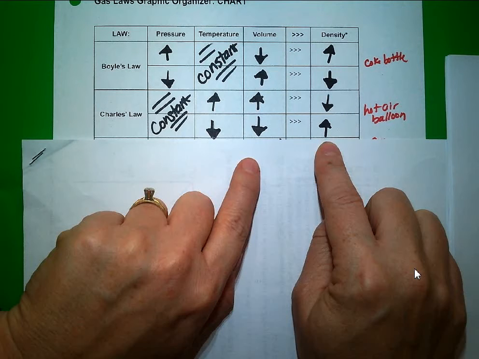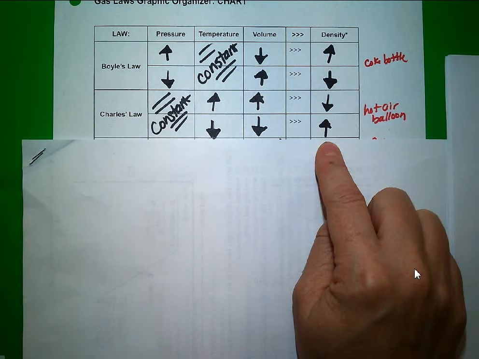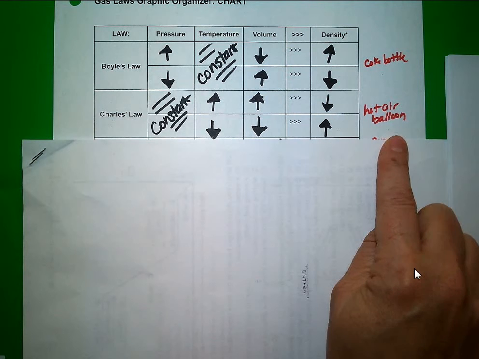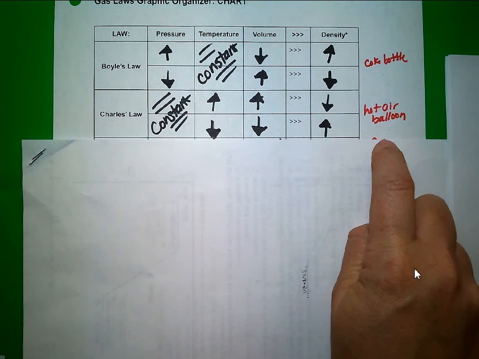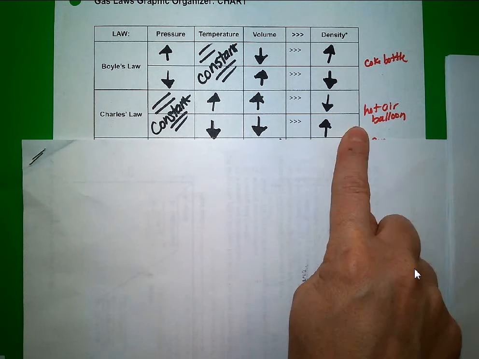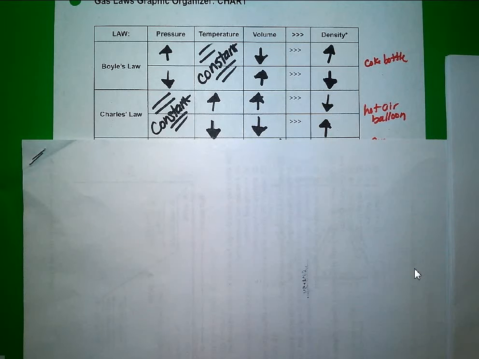And I put over here hot air balloon. I didn't talk about the Coke bottle there. I'll go back and talk about that, but let's talk about hot air balloon right here for Charles's law. A hot air balloon works this way. You've got a trapped amount of air in that hot air balloon. Even when it's on the ground, there's a trapped amount of air. So when they turn on that flame, they're not adding air to it.